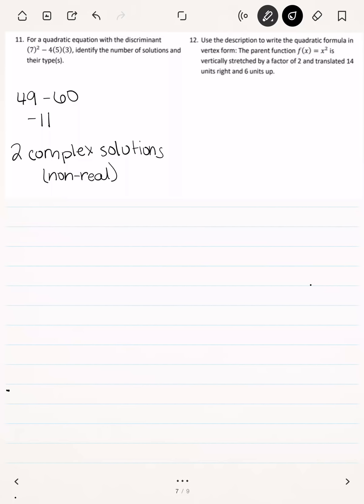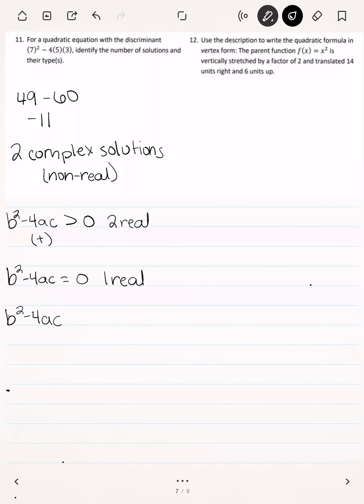Okay, so remember, if our discriminant, b squared minus 4ac, is greater than 0, meaning it's positive, we have two real solutions. If b squared minus 4ac equals 0, we have one real solution. And lastly, if b squared minus 4ac is less than 0, we have two complex or non-real solutions. These are the only three options we have.